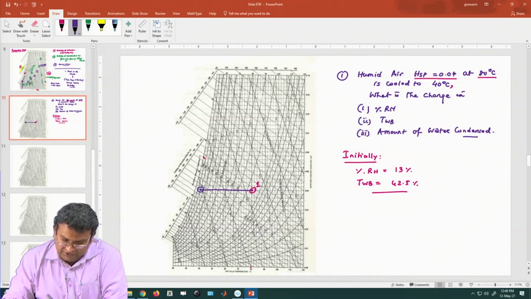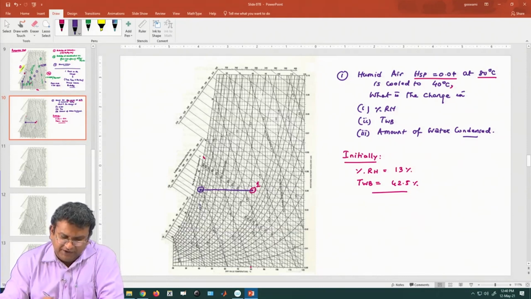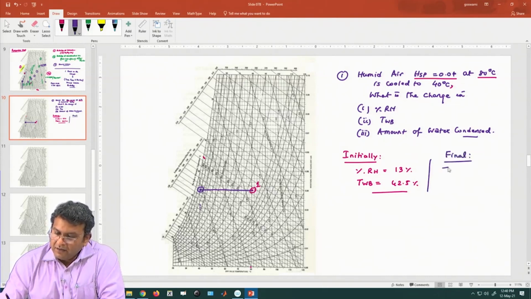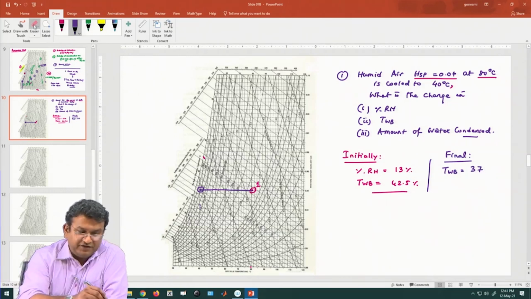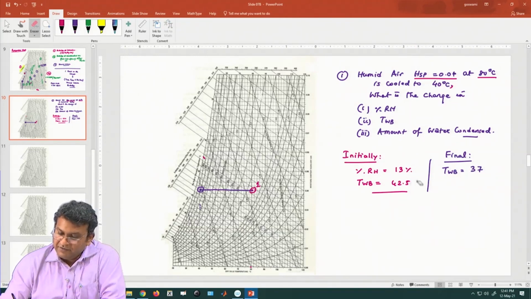No, not there, sorry, I made a mistake. No, I think I am right. So, it is over here. Now, you see the wet bulb temperature. So, the final wet bulb temperature has now changed to 37 degree centigrade. Sorry, I made a mistake over here. It is not percentage, it is 42.5 degree centigrade.